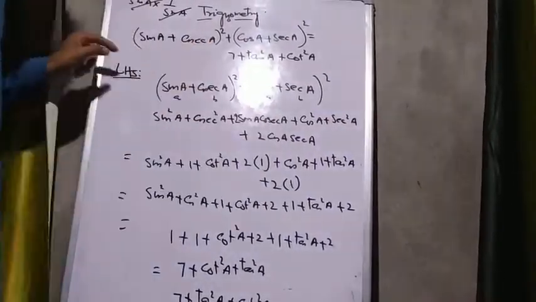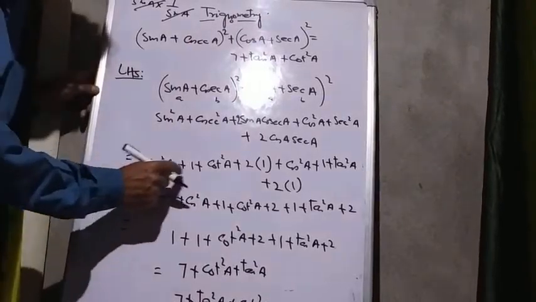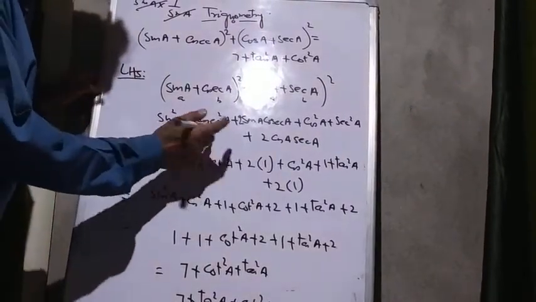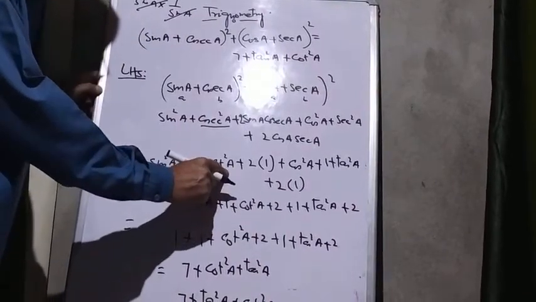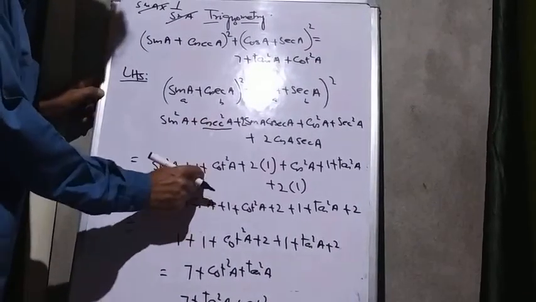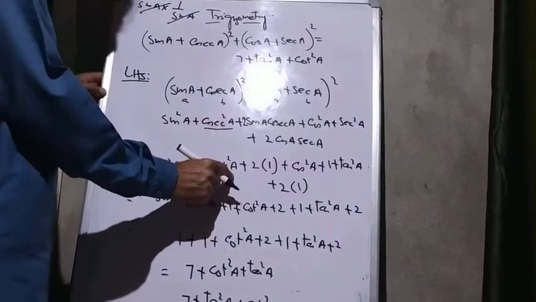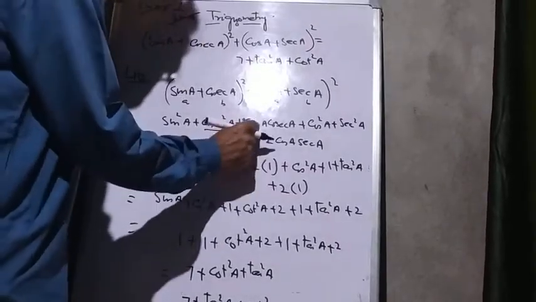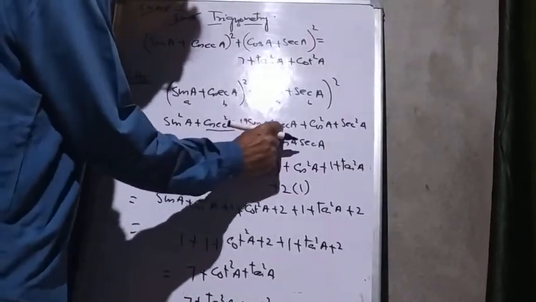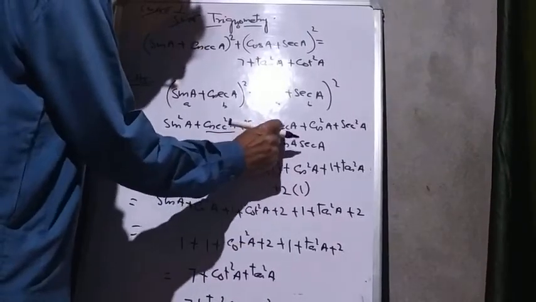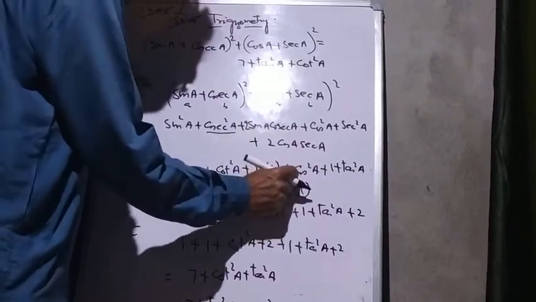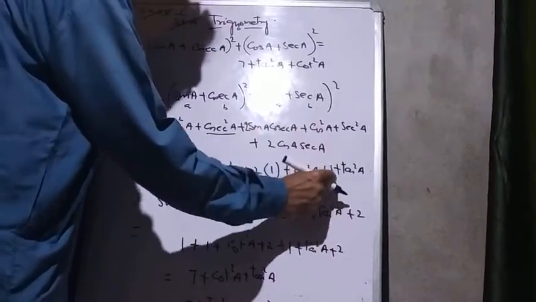Again we can write A squared is cos squared A, B squared is sec squared A, plus twice cos A sec A. Now look here, sin squared A plus cosec squared A. For this cosec squared A we write 1 plus cot squared A, because we know by identity cosec squared A is 1 plus cot squared A, plus twice sin A into cosec A. Since sin is multiplied by its reciprocal, that is 1.